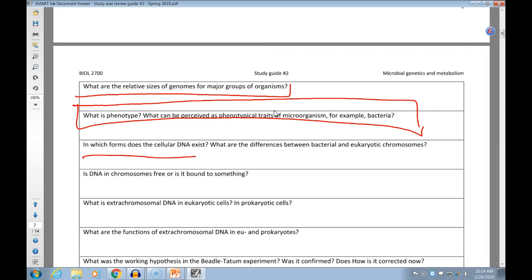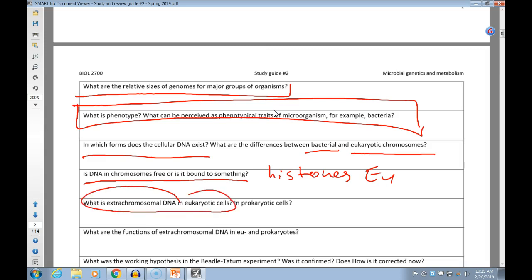Cellular DNA exists in the form of the chromosome, first and foremost. Bacterial chromosomes are circular, and usually there's one. Eukaryotic chromosomes are linear. DNA in the chromosome is bound to histones in eukaryotes and histone-like proteins in prokaryotes. Extrachromosomal DNA in eukaryotes: mitochondria and chloroplasts. In prokaryotes, it exists in the form of a plasmid.